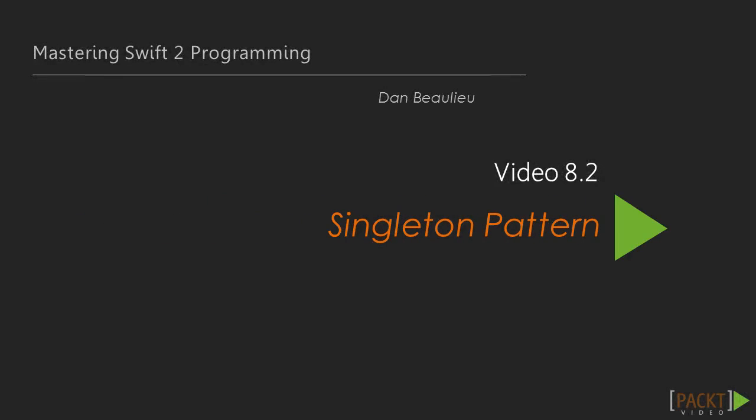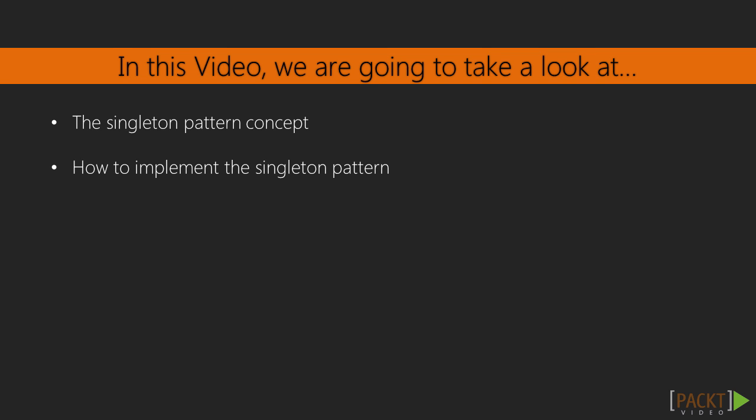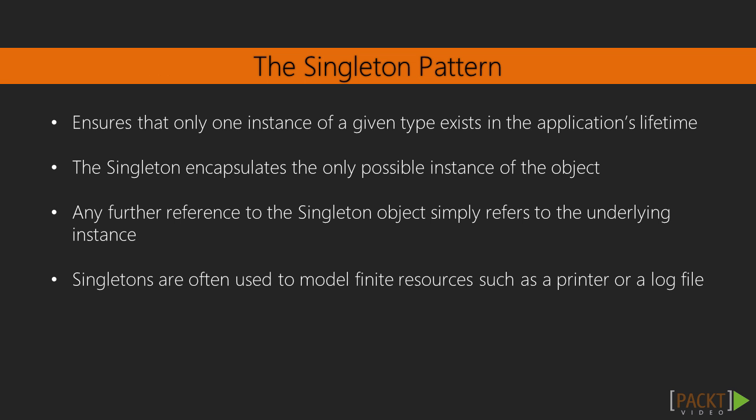In the previous video, we discussed design patterns in general. In this video, we'll be discussing the Singleton pattern and we'll see how to implement it in an application. The Singleton pattern ensures that only one instance of a given type exists in your application's lifetime.